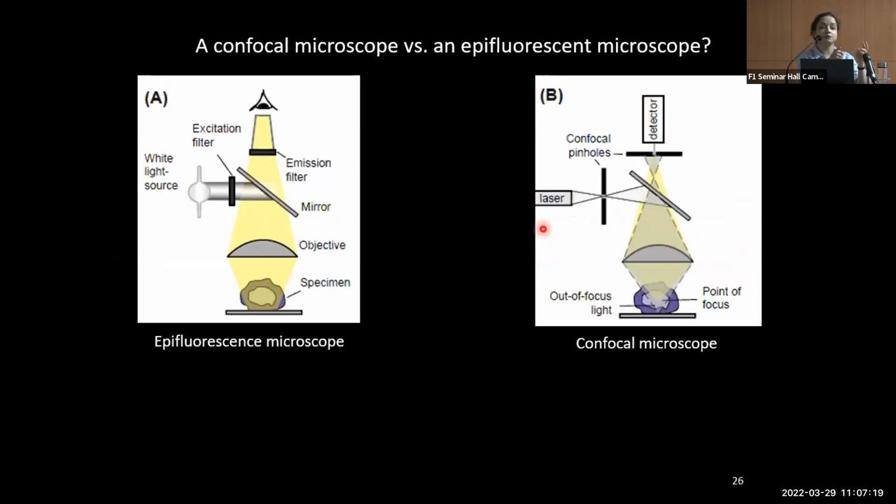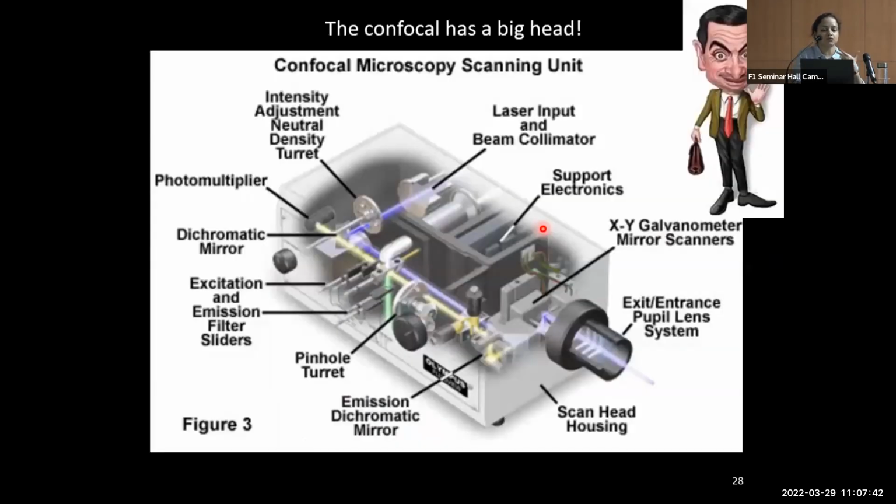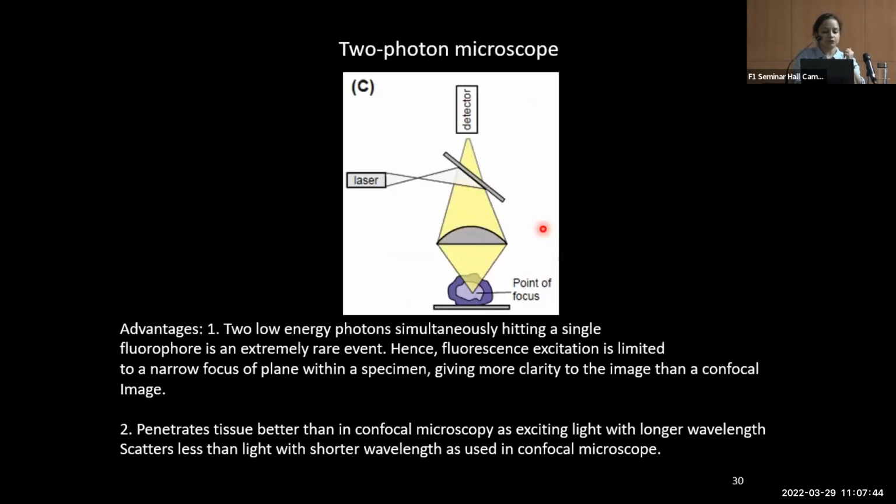And the probability of 2 low energy light rays shining at the same time on a specimen is very low, compared to a single light ray. So that causes minimal photobleaching or quenching, as Professor Das was pointing out, and that enormously increases the possibility of live imaging of live samples, because they tend to photobleach a lot. So these are the advantages of a 2-photon.